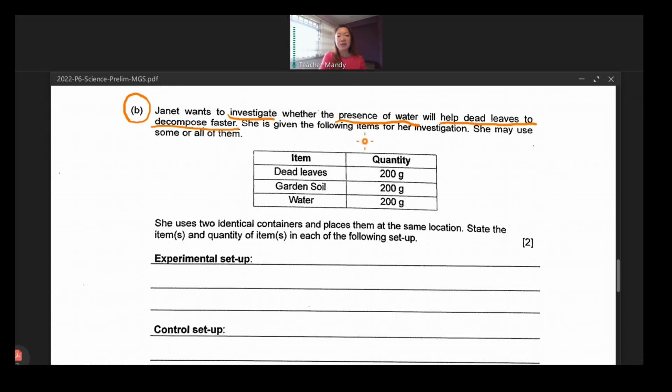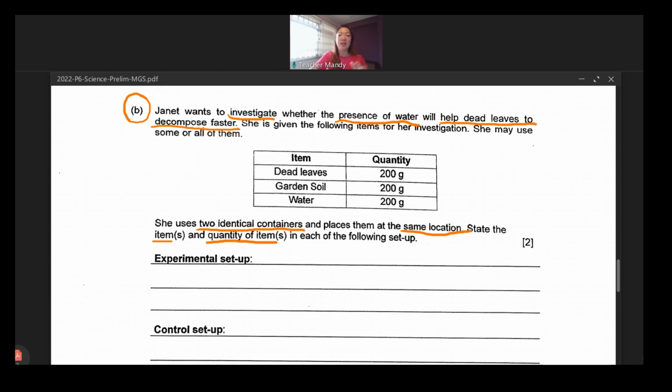So she is given the following items for her investigation. She may use some or all of them. She's given dead leaves, 200 grams, garden soil, 200 grams, water, 200 grams. She uses two identical containers and places them at the same location. State the items and quantity of items in each of the following setups. Now, we have the experimental setup, which is what we want to find out, and the control setup so that we can have a comparison.